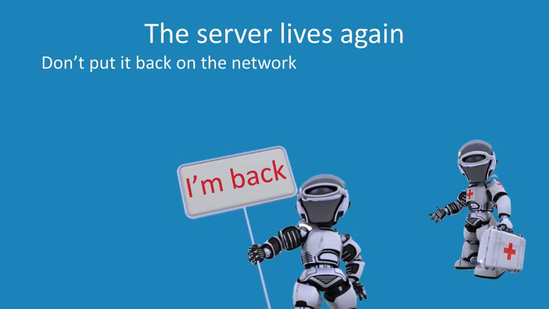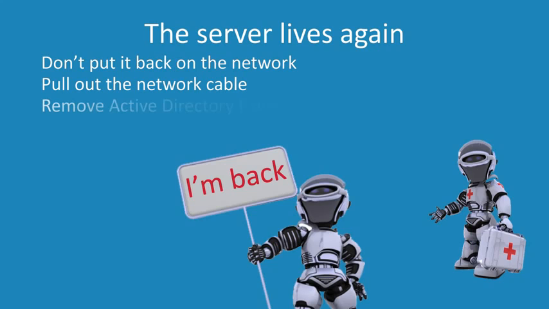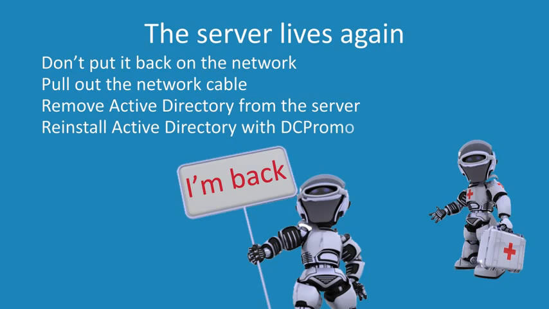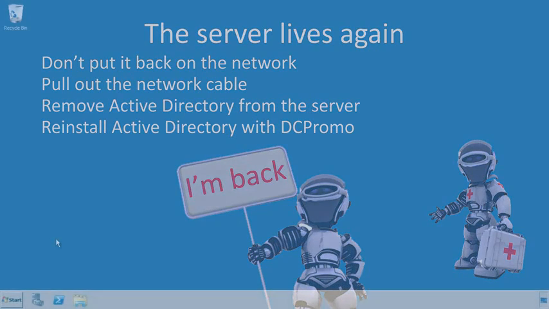To recover the server, first pull out the network cable from the server. This will stop it from communicating to clients and other domain controllers and potentially causing problems. Next, start the server up with the network cable not plugged in and remove Active Directory from the server. Once Active Directory is removed, you can reinstall Active Directory using DC Promo. Let's have a look at how to remove Active Directory from a server.